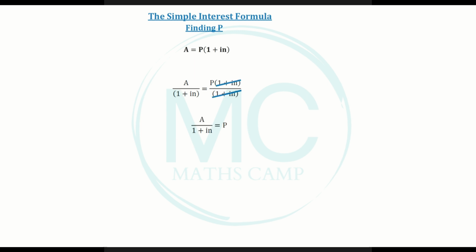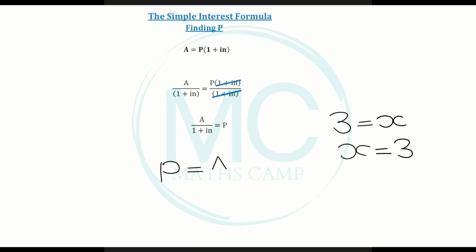In algebra, we know that if we have 3 is equal to x, we can move each term to the opposite side of the equal sign without changing the signs, and we get x is equal to 3. Both of these equations are the same. So in this case, let's put P on the left. It's equal to A over 1 plus IN. Let's put this formula at the top of the page.